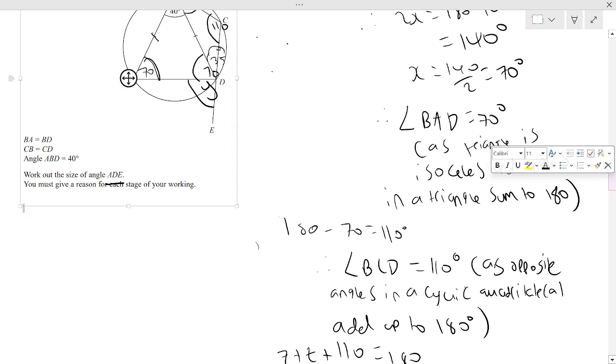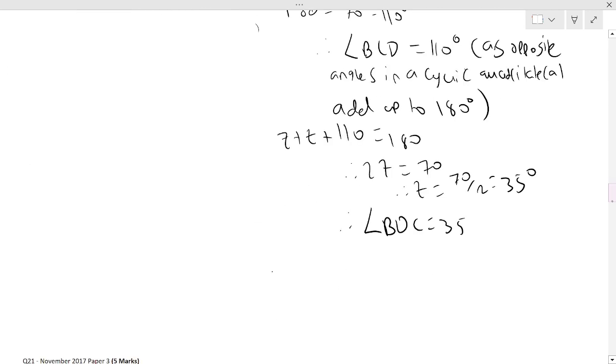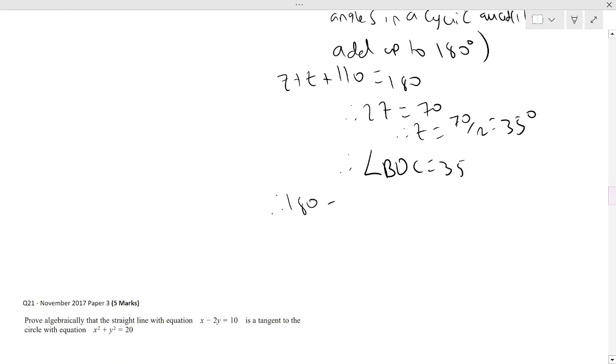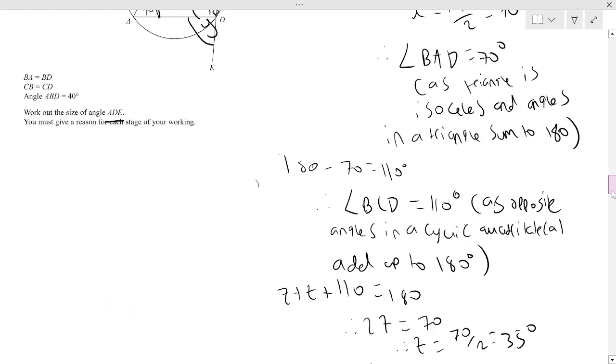So therefore, 180 take away the other two angles, 70 and 35, and that's going to give us Y. So therefore, Y is going to be 75. And there we go. That's angle ADE, which they asked us to work out.